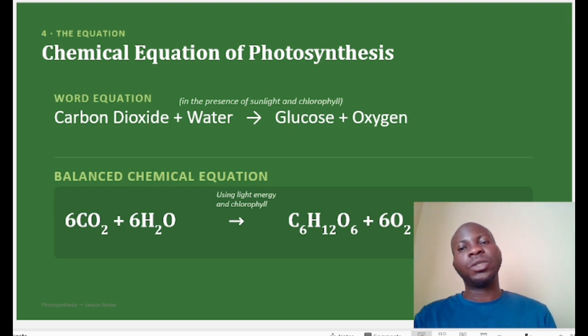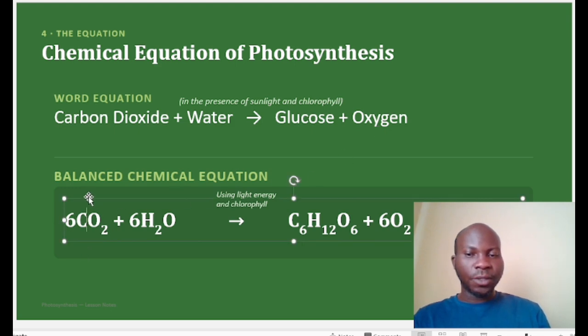So now let's come to the equation of photosynthesis, where we can use words and we can use symbols. Here we see that carbon dioxide reacts with water to produce glucose and oxygen. This is the equation in words. But the sunlight must be there and the chlorophyll must be there in the leaf. So here we have a balanced chemical equation.